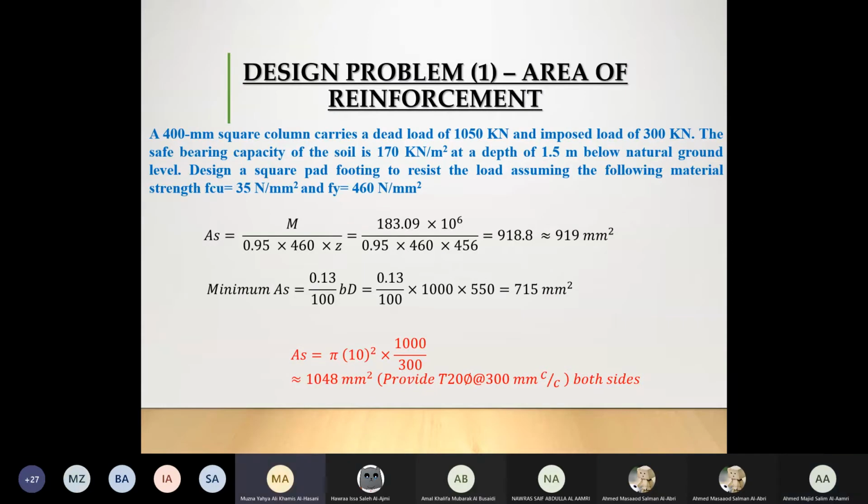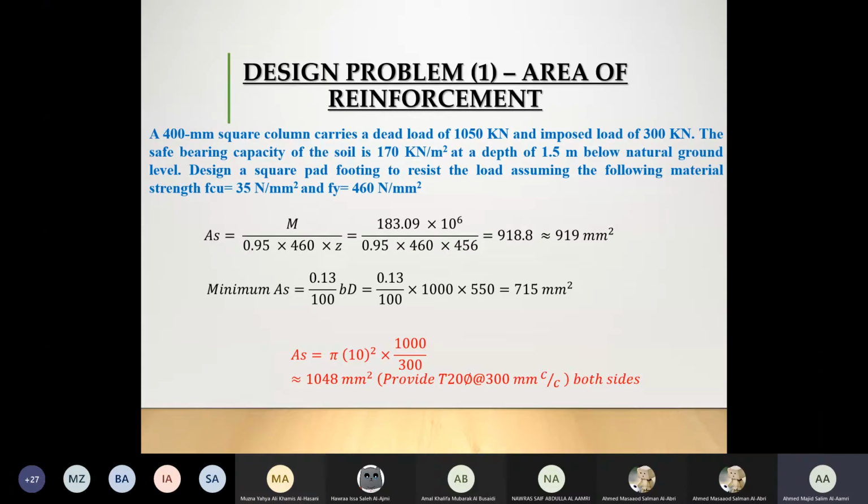Excuse me, sir. Yes, you sir, can you repeat, please? I cannot hear you. I said, can you repeat, please? Repeat what exactly? The final part. Which final part? The area of reinforcement? Yes.